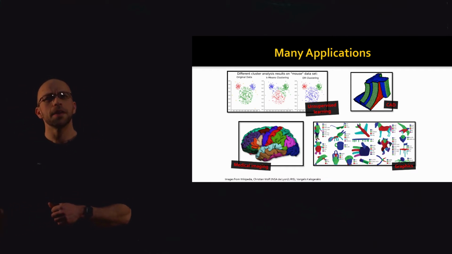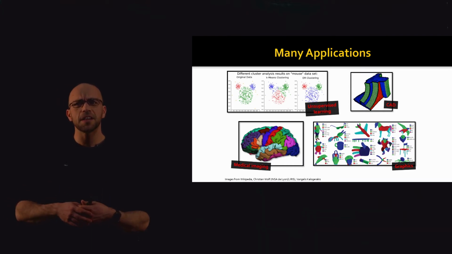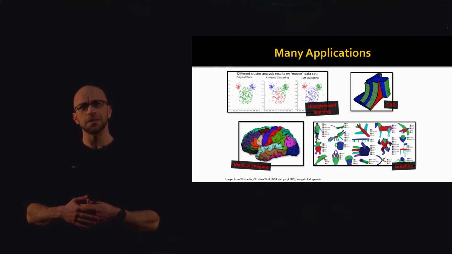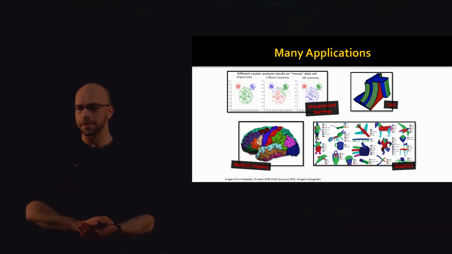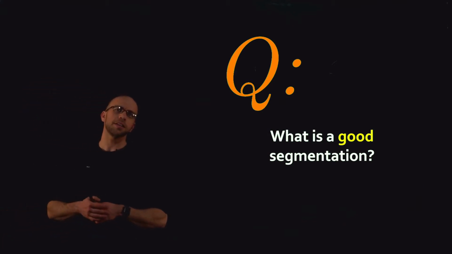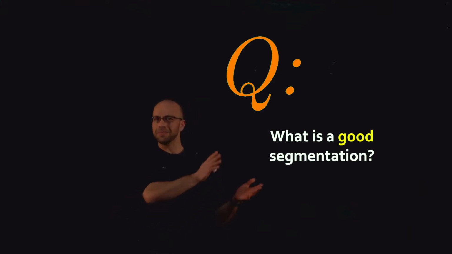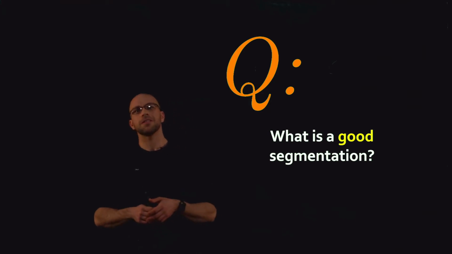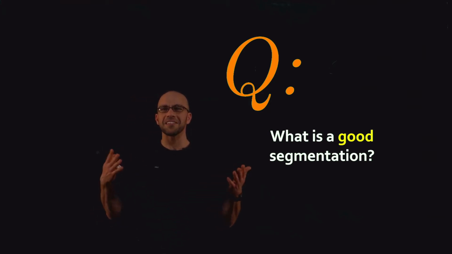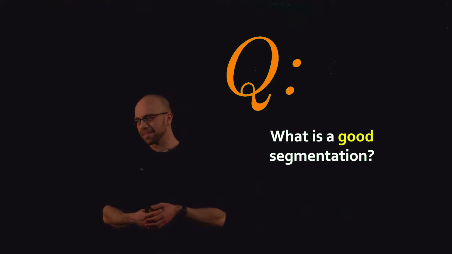Now, it should probably occur to you by now that the clustering and segmentation problems are extremely, extremely general, right? I mean, you can see they show up all over the place in different applications. And so the prototypical question that you probably should be asking when you start developing an algorithm for one of these tasks is, what does it even mean to be successful? In other words, what is a good segmentation? How do I know if I've succeeded at this task?